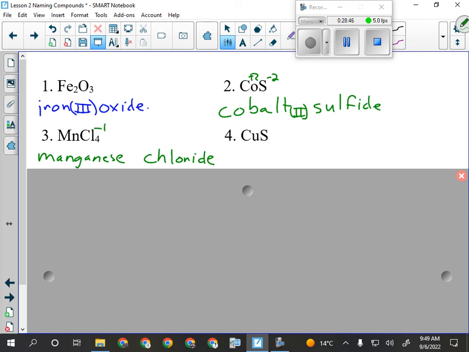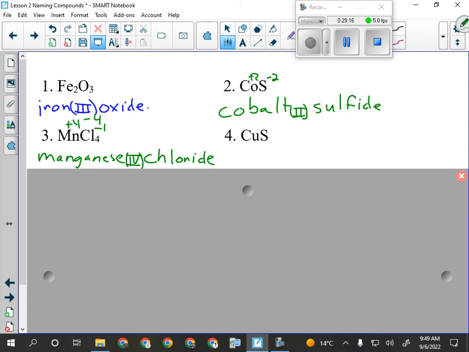Okay, how many chlorines are there? 4. Each chlorine has a charge of -1. That means I have 4 negative charges in total. That means I need to get 4 positive charges. And I only have 1 manganese to get it from, so the charge on manganese must be 4. So, IV. Okay, everybody following my reasoning here?